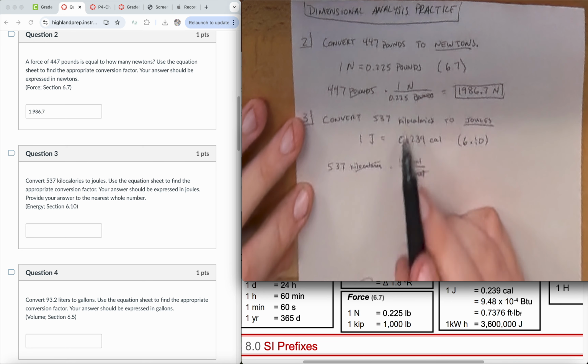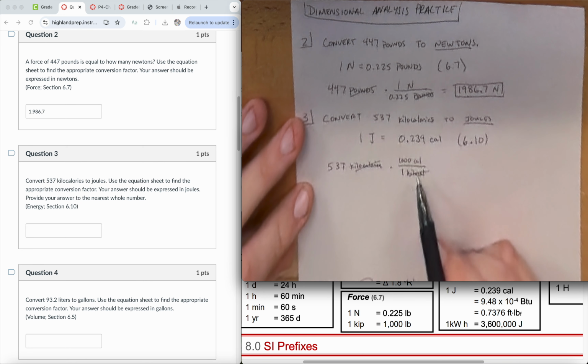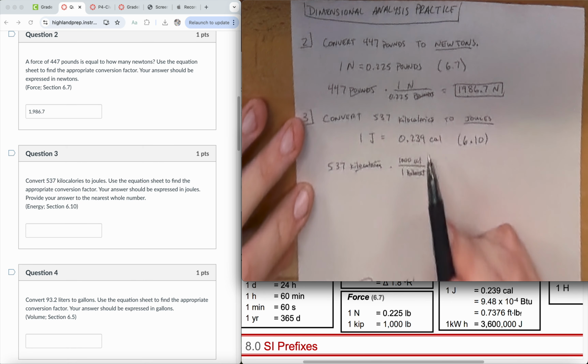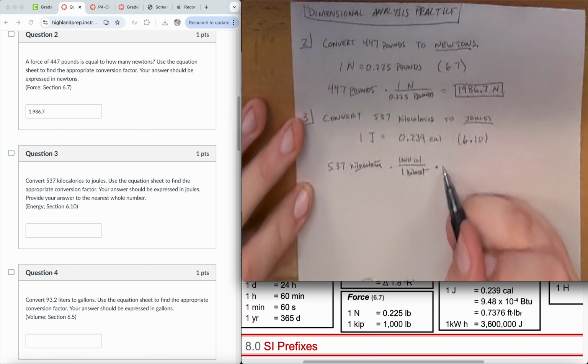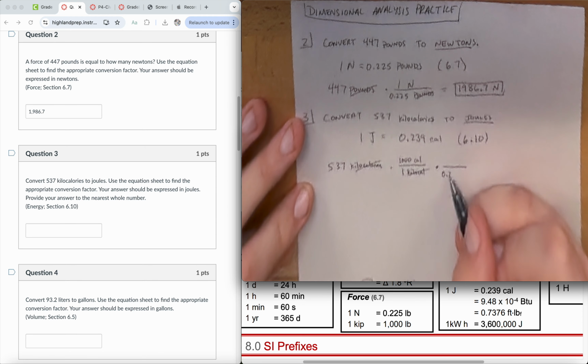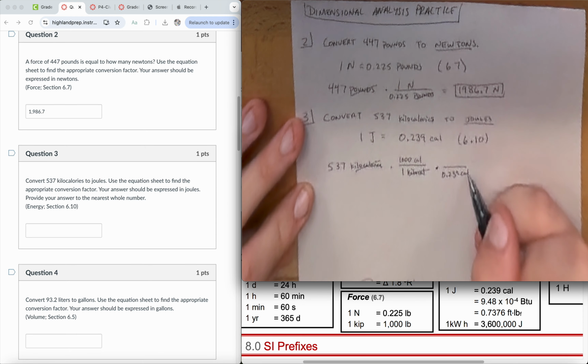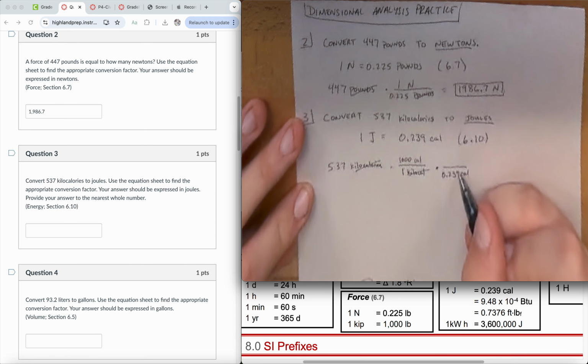Now, as we said, we want to go from the kilocalories to joules. What I've got here is a unit of calories. Up here from our equation sheet, we established that in 0.239 calories, there's going to be 1 joule. So now I can multiply this by 0.239 calories, and then on the top I could put joules. Do you see how joules is the unit we wanted to end up with? That's why that's on the top. What happens with these units of calories? They end up canceling each other out.